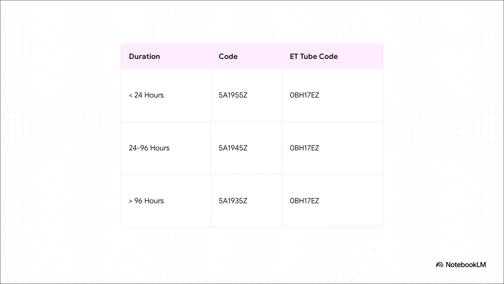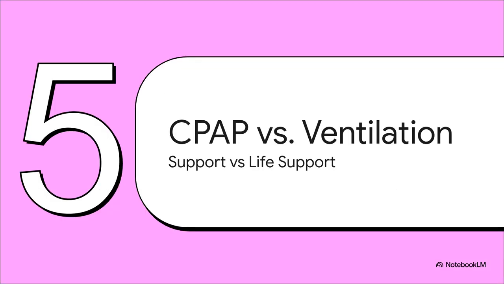Oh, and one more thing, definitely don't forget this. You must separately code the endotracheal tube, or ET tube insertion. That specific procedure is found over in Section 0, Medical and Surgical, under code 0BH17EZ. Remember, the ventilation itself is the performance, but the tube insertion is the physical device placement. You need both.